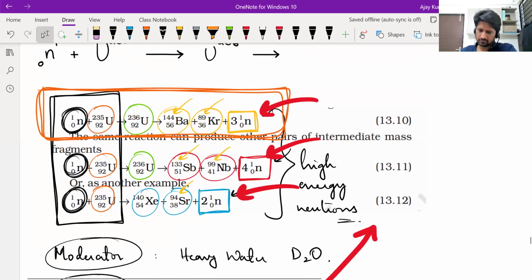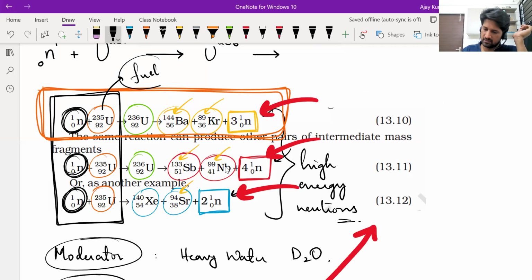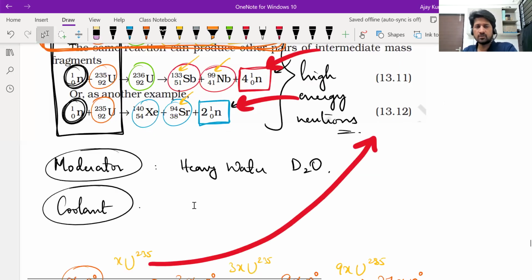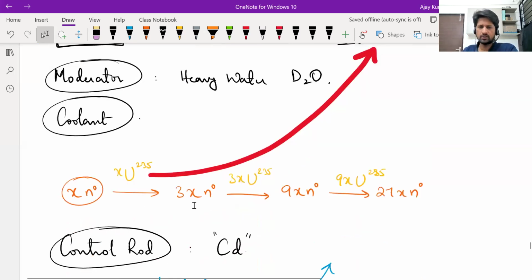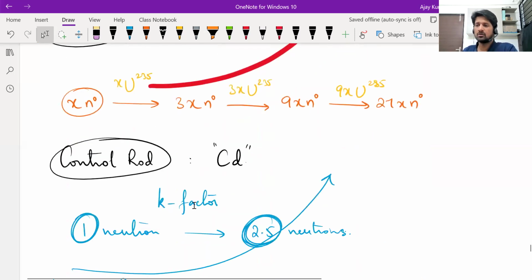Right. So basically, these are some terms that you need to remember. First thing is fuel. Uranium 235 itself is the fuel because that is what provides the energy for us. Then moderator, what are moderators used for? They are used to slow down the fast moving neutrons. Next, coolant, obviously to keep the temperature in control. What are control rods used for?